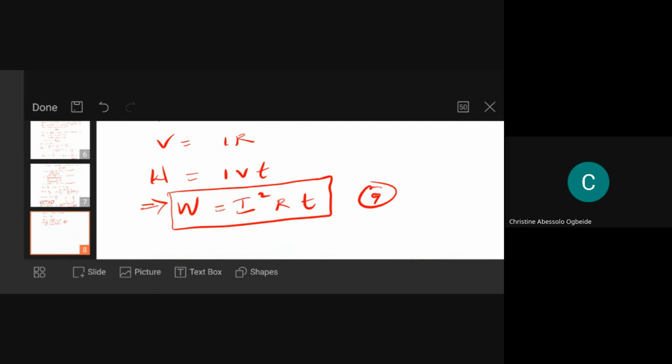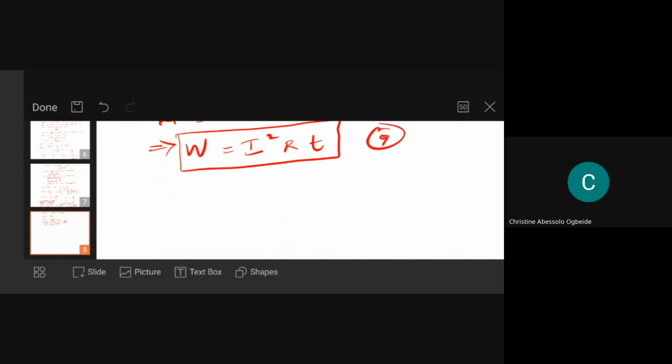And then one more thing, which is I've talked about the work done. And don't forget that this work done depends on energy. So whether they ask you to find the work done in the circuit or they ask you to find the energy that flows through the circuit, the formula is always W equals I squared R T or W equals I V T. Also, W equals Q times V. It all depends on the parameters you have been given in that very question.